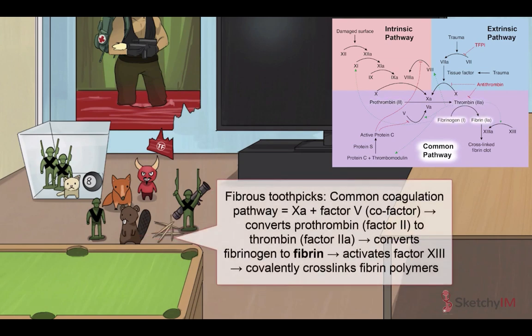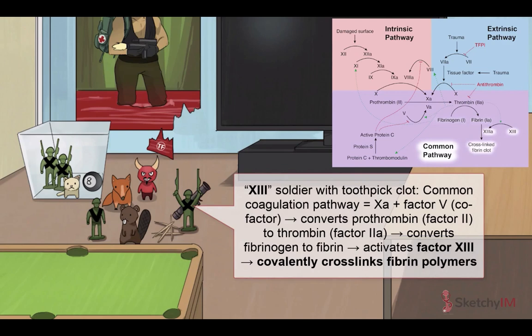Thrombin converts fibrinogen, or factor 1, to fibrin, or factor 1A. Cross-linked fibrin is represented by these fibrous crossed toothpicks. Cross-linked with the help of factor 13, of course, represented by this soldier with the X on his chest, as well as 3 extra guns.